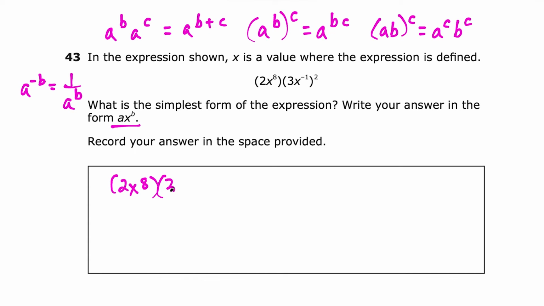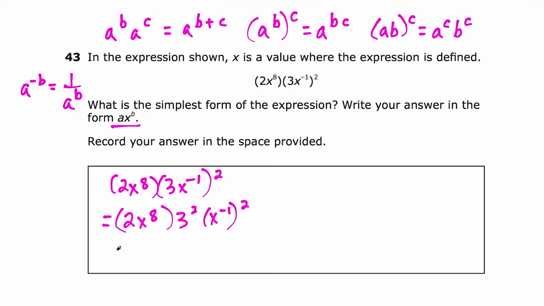So I'm just going to rewrite the actual question itself. And the first thing I would handle is this parenthesis term on the right. So this I could say now is equal to 2x to the 8. And then I'm going to do 3 to the second power. And then I'm going to have x to the negative 1 to the second power. So here I'm just raising each of these terms to the power 2. So I'm using this property over here.